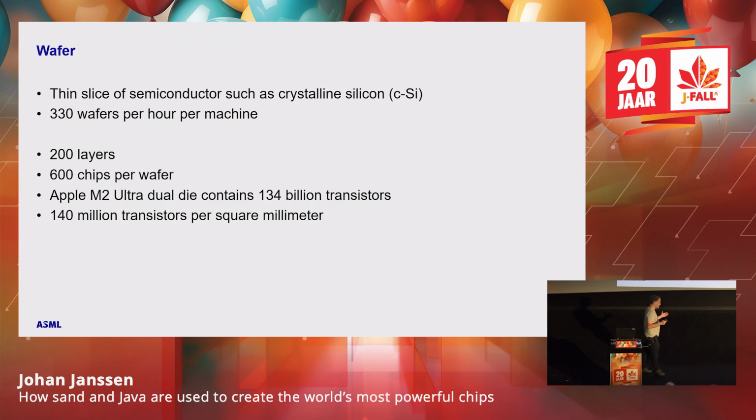To give you an idea of how fast these things work, depending on the machine, you can print about 330 wafers per hour per machine, but that's just a single layer. For some chips, that can go up to 200 layers that need to be printed on top of each other. I mean, the amount of transistors per square millimeter, it's insane, right? You cannot really imagine it. It's really huge.